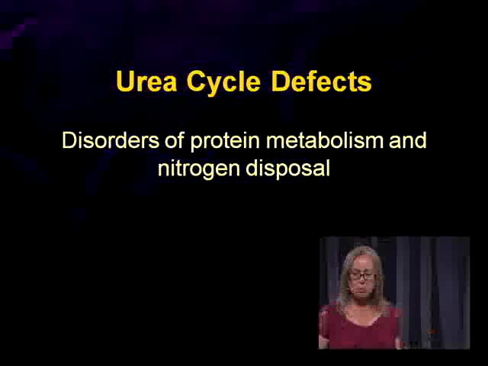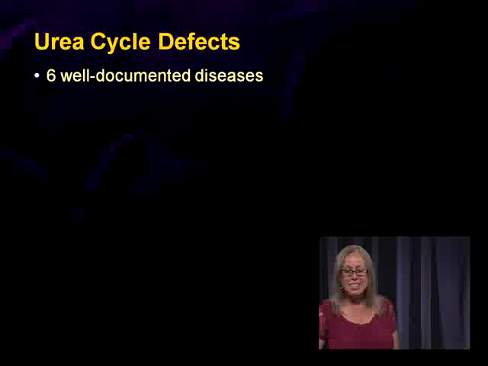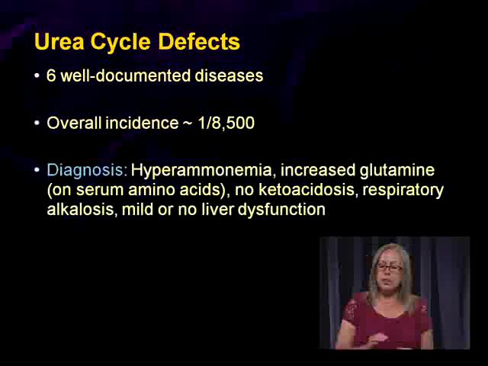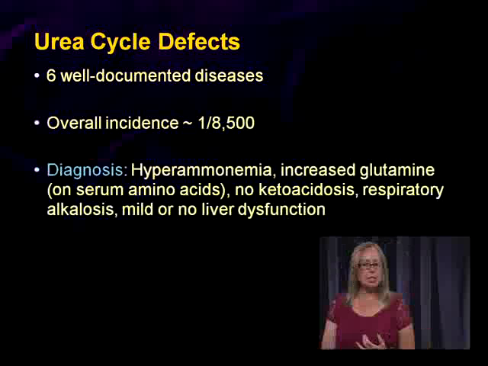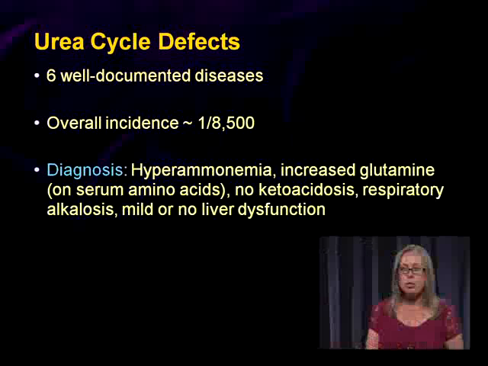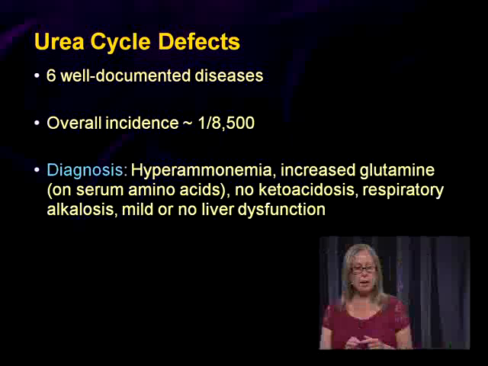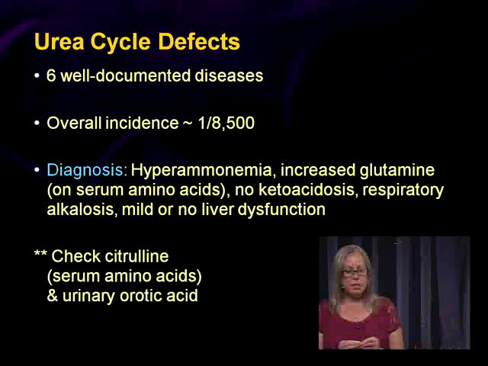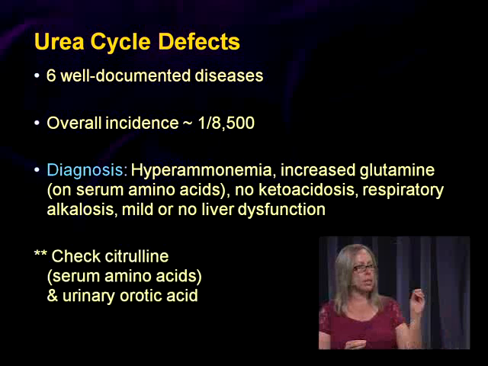So this is disorders of protein metabolism and nitrogen disposal. So we have 6 well-documented diseases. And the overall incidence for all of them combined is 1 in 8,500. Things that are common to all of them: high ammonia, increased glutamine on your serum amino acids. You're not making ketones, so you don't have a ketoacidosis, but you do have a respiratory alkalosis in mild or no liver dysfunction. You need to check your citrulline on your serum amino acids and your urine orotic acid. Those are the 2 compounds in your A to B to C that help you determine where that block is.